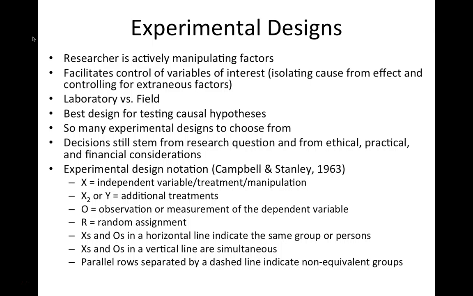So X is the independent variable. X2 or Y are additional treatments or independent variables. O is an observation or measurement point, an assessment point of our dependent variable. Random assignment is R. And the way that we lay these out, X's and O's in a horizontal line indicate the same group of persons, and X's and O's in a vertical line are simultaneous. That will make a bit more sense when you see what I'm actually talking about, and I'll walk you through those. And parallel rows are separated by dashed lines, indicating non-equivalent groups.